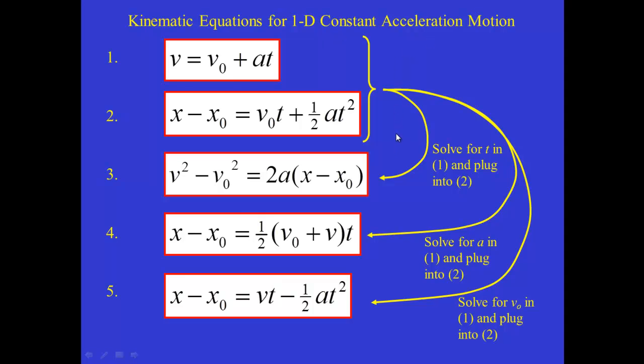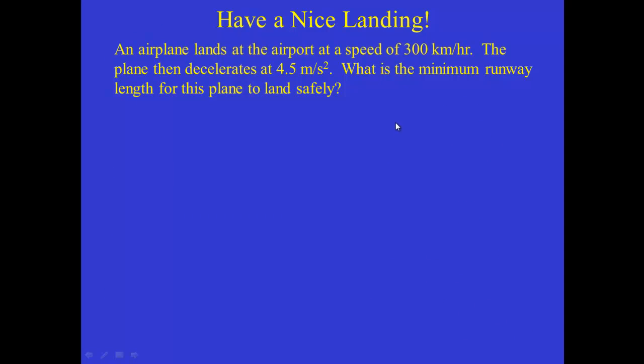So let me just pose a problem which we will work out in class. But I wanted you to think about using this framework of problem solving that our textbook calls the IDEA method. So here's a case. An airplane lands at the airport at a speed of 300 kilometers per hour. It's moving pretty fast when it hits the runway. The plane then decelerates because the pilot hits the brakes, at a rate of 4.5 meters per second squared.